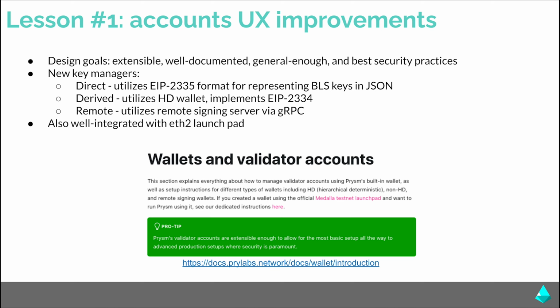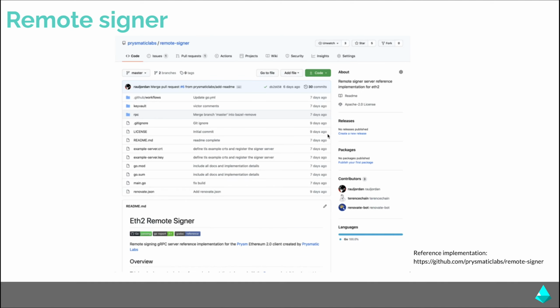And we have the following new key management types. There's direct, which utilizes EIP 2335. There's derived, which utilizes HD wallet. And there's remote, which utilizes a remote signing server via gRPC. They also integrate nicely with the Eth2 Launchpad. So yeah, check out our documentation.